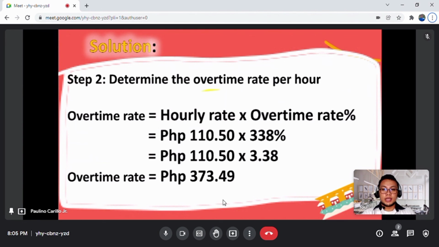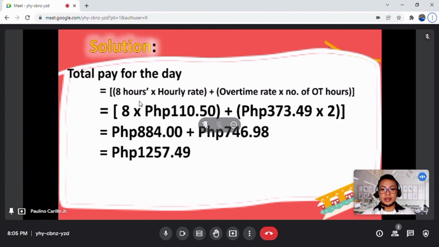Now, let us solve for her total pay during that day. Again, let us use this formula for her total pay per day: 8 hours multiplied by 110 pesos and 50 centavos, her hourly rate during that holiday, plus 373.49, her overtime rate, multiplied by 2 hours, the exceeding hours beyond her regular working hours. We'll get 884 pesos plus 746 pesos and 98 centavos. We'll get 1,257 pesos and 49 centavos.